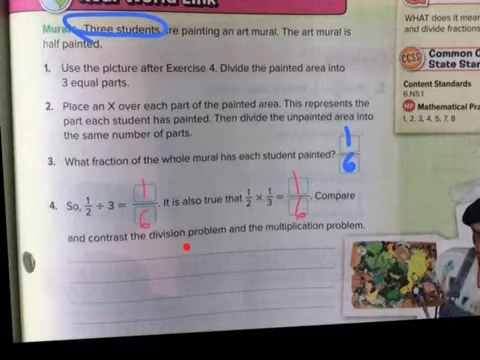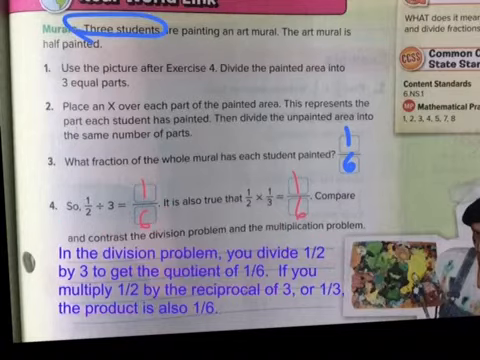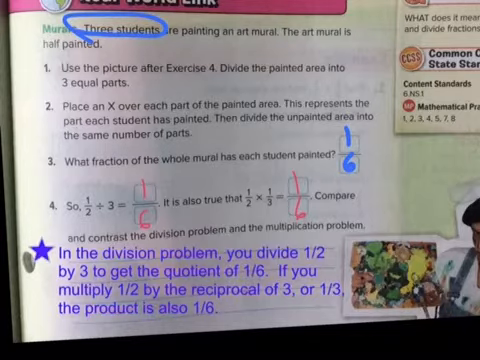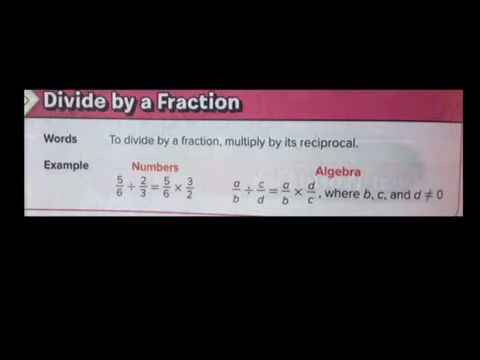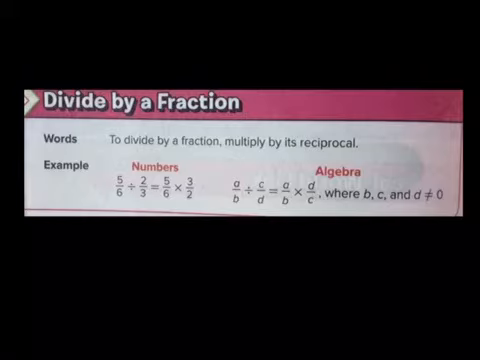Compare and contrast the division problem and the multiplication problem. This is the division problem, this is the multiplication. In the division problem, you divide half by 3 to get the quotient 1/6. If you multiply half by the reciprocal of 3, remember the reciprocal of 3 is 1 over 3, the product is also 1/6. Please copy this down as a key answer. I will be checking for the little star right there. So a key concept is when you divide, you must actually multiply by its reciprocal. So to divide by a fraction, multiply by its reciprocal.